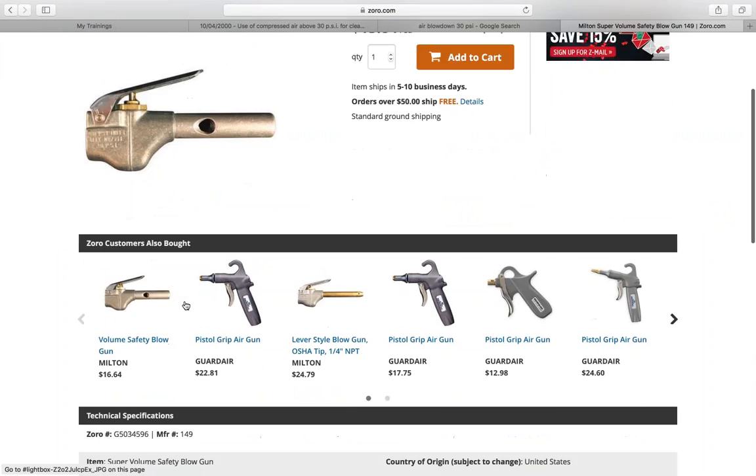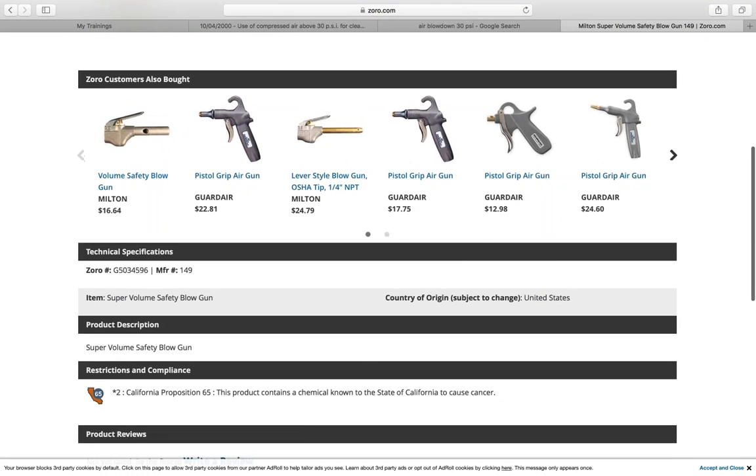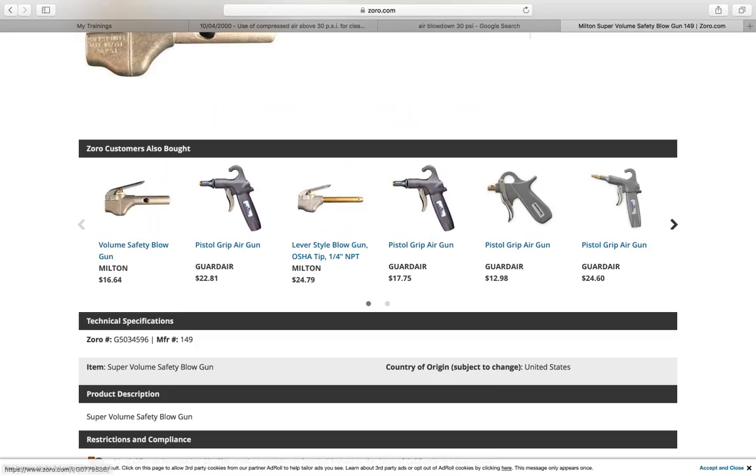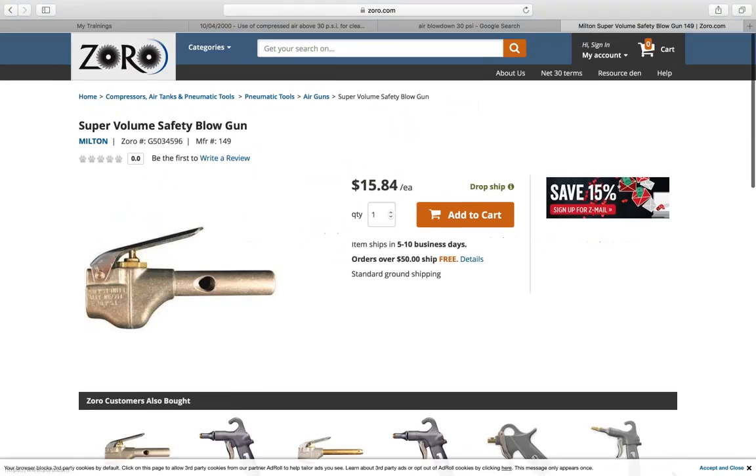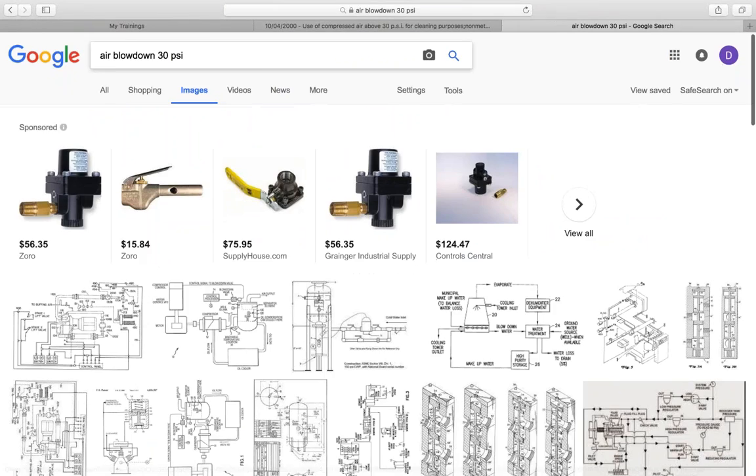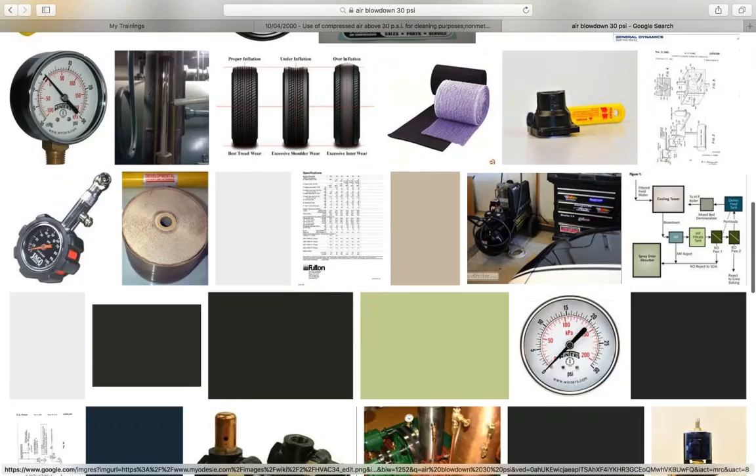You may see some blowdown tools like these. You have different types, okay? Anybody familiar with what I'm talking about now? Have you seen those out in the workplace? Okay, great.